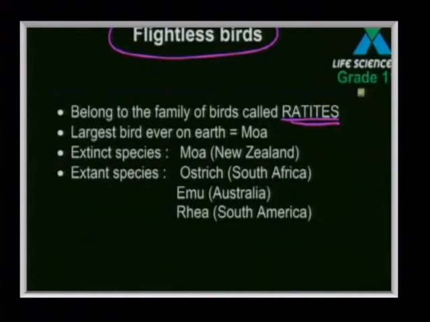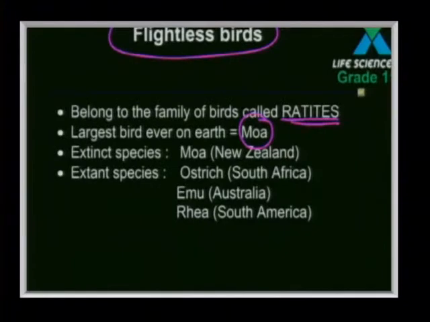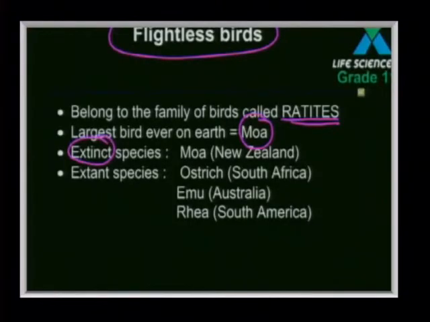On the planet, we had the moa, which was the largest bird that was ever present on the planet, but it has become extinct. The moa was present in New Zealand. At the moment, we have a small flightless bird, the kiwi, which is present there. So there we have an extinct species, and that would be the moa from New Zealand.